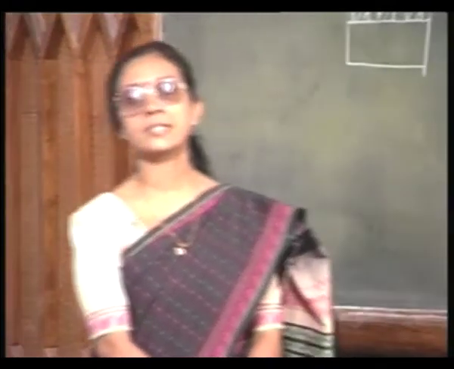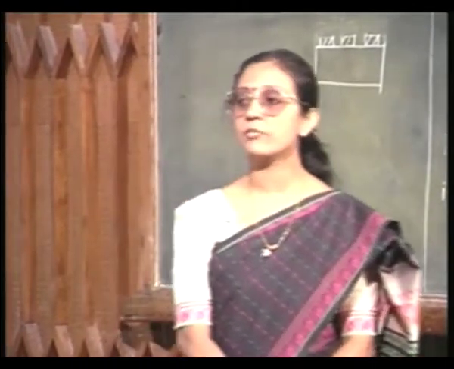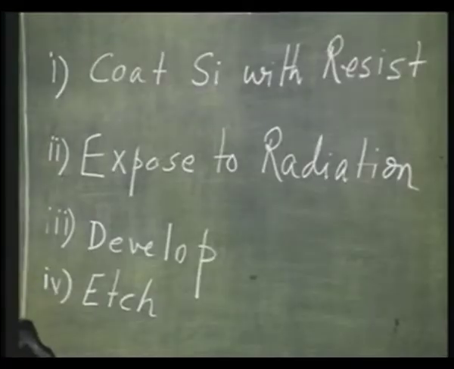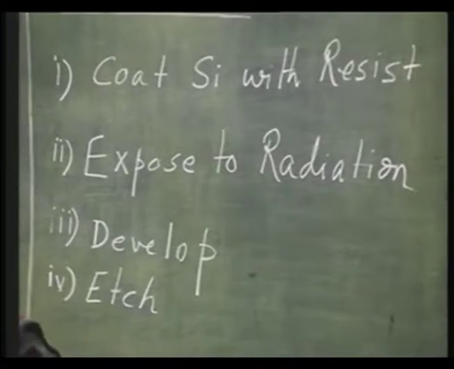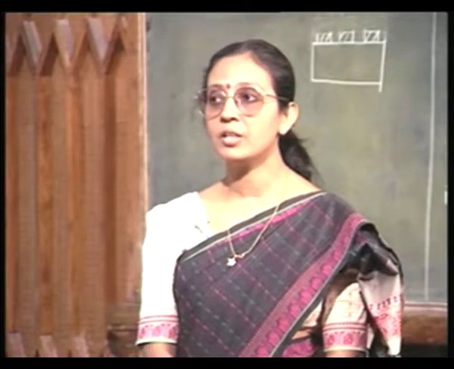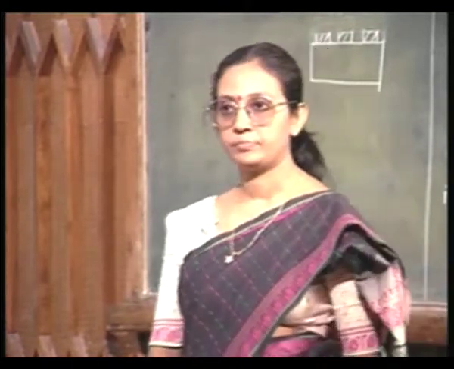So, you see what are the things we have seen now? We have seen that there are 4 basic steps in a lithographic process, which consists of coating the resist onto the wafer and exposing the resist coated wafer to proper radiation, and then developing the wafer and finally etching, and at the end of it I have the required pattern on the semiconductor.